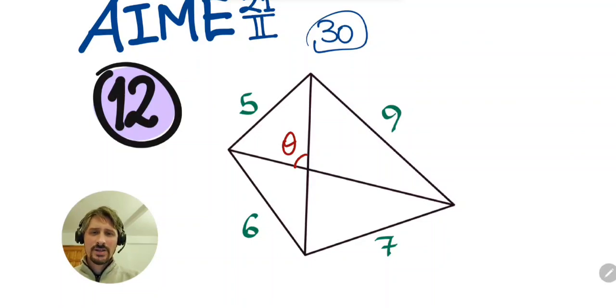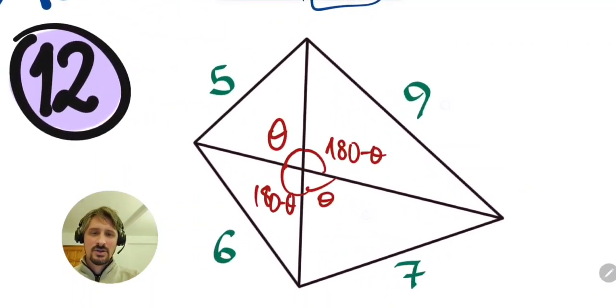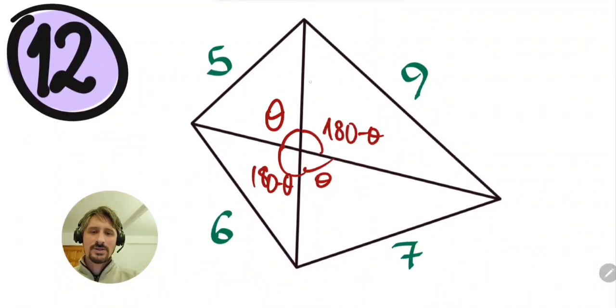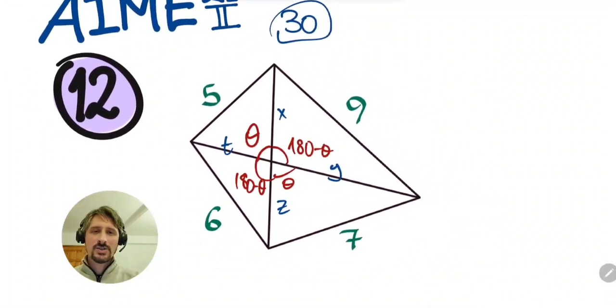So how about if I just write down the angles in the first place? So this is 180 minus theta, this is theta, this is 180 minus theta. And then next, let me just introduce the sides. So let me call this side x, this side y, this side z, this side t, and then let me use law of cosines on 4 triangles.